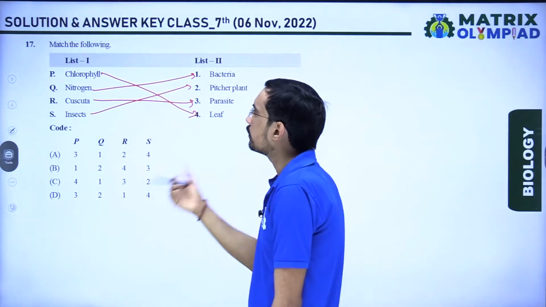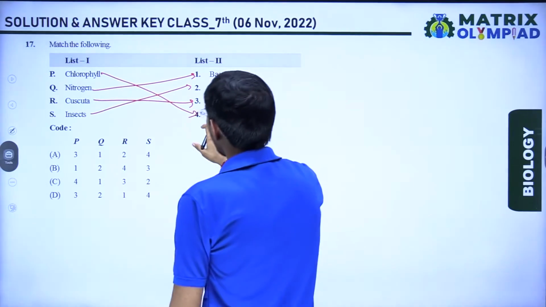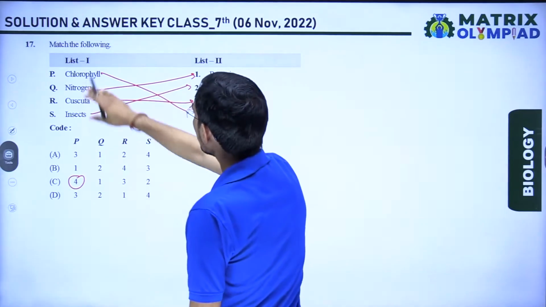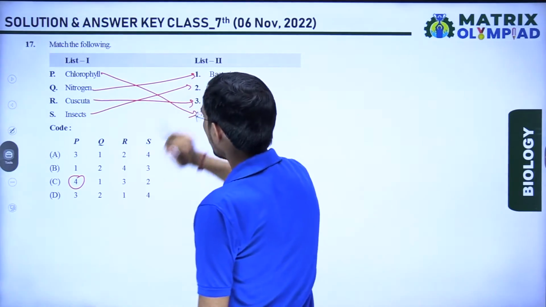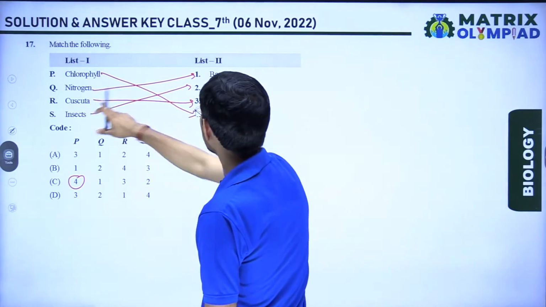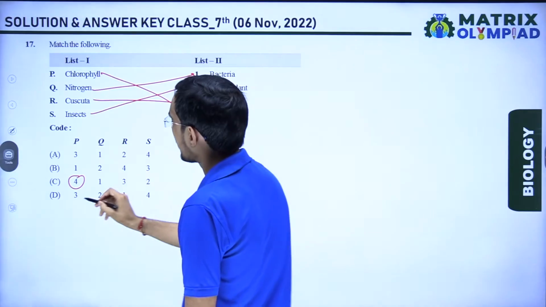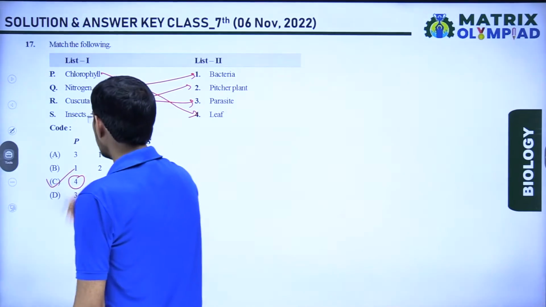Now move to the given options. Chlorophyll is matched with the fourth. It is given in only one option. Nitrogen moves to the first. Cuscuta moves to the third. Insects move to the second. So our correct answer will be option C.